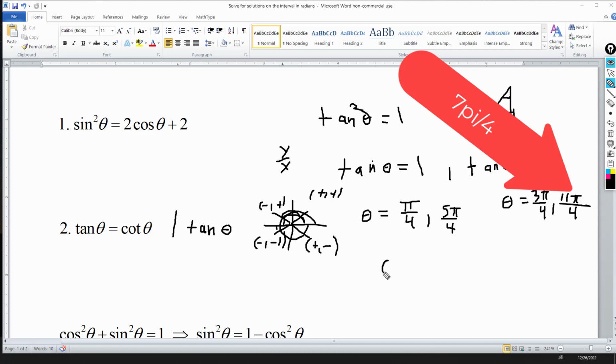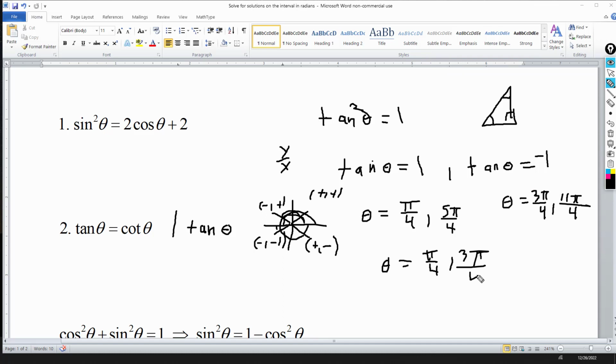So normally we would write the answer in sequential order here, so theta then our solution could be pi over 4, 3 pi over 4, 5 pi over 4, and 11 pi over 4.